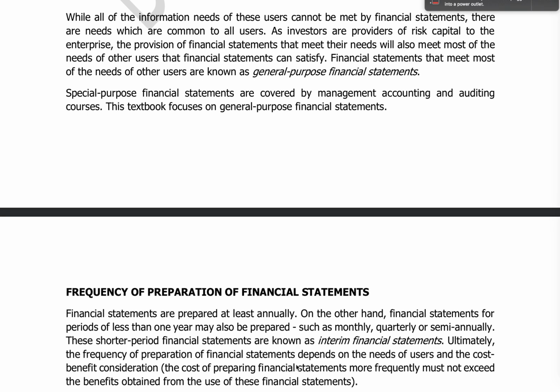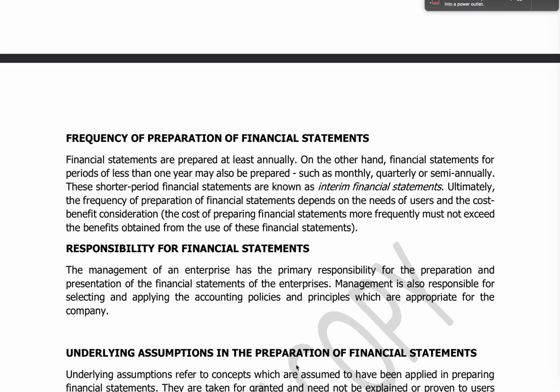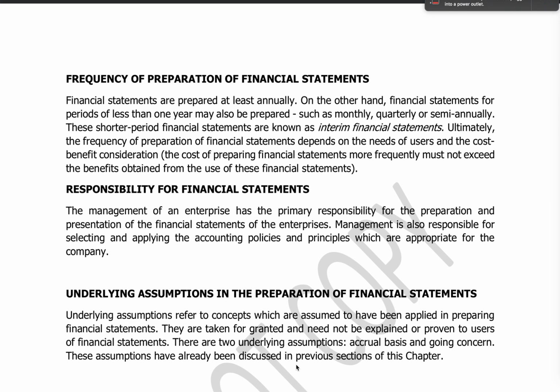So, kung ano ba yung mga pangangailangan ng lahat ng users, yan, masasatisfy ng general purpose financial statements. And then, frequency. Let's go to the frequency. Frequency of preparation of financial statements. How frequent should we prepare or provide the financial statements? The least is annually. So, annually, yan yung least.